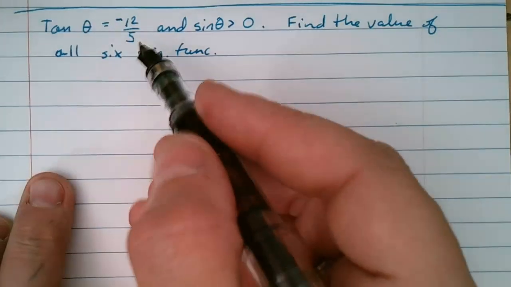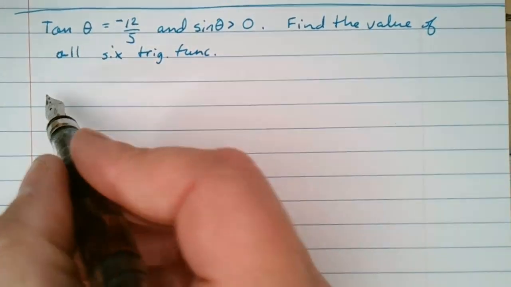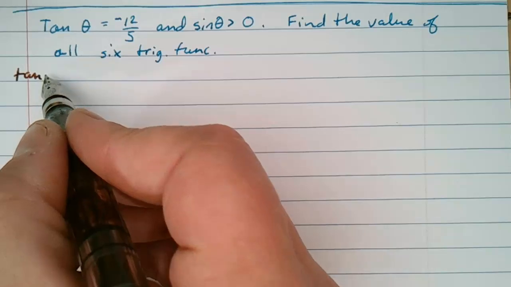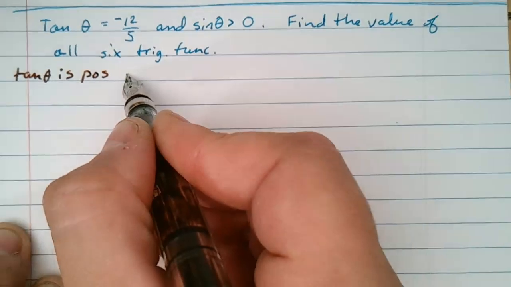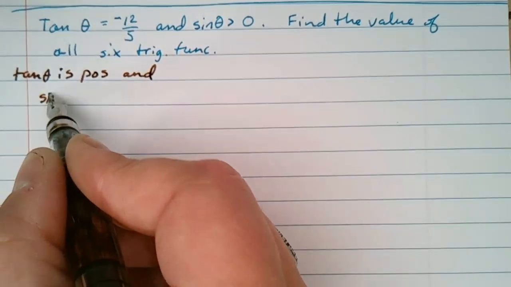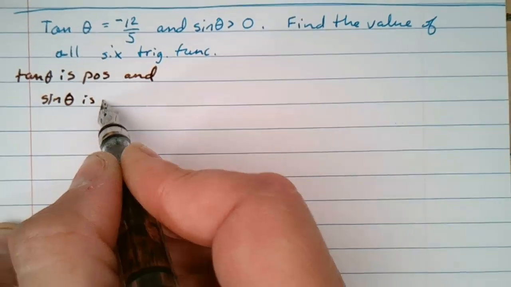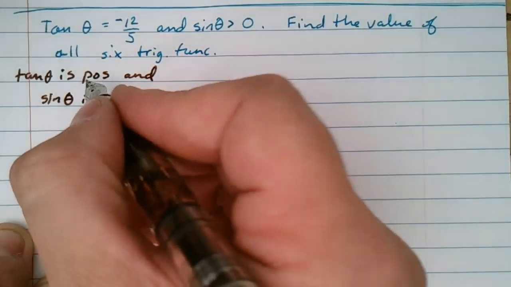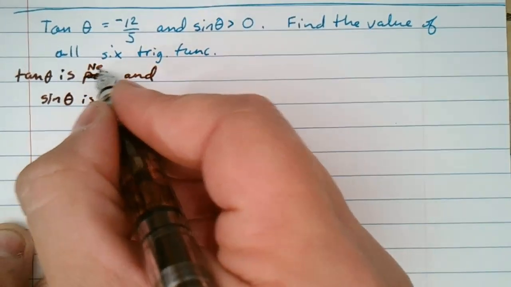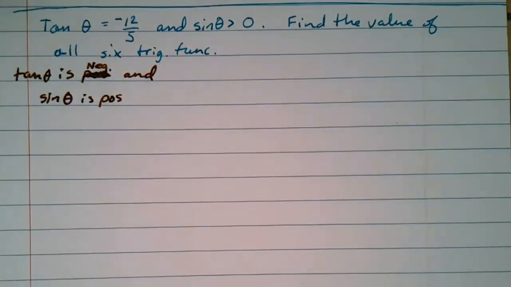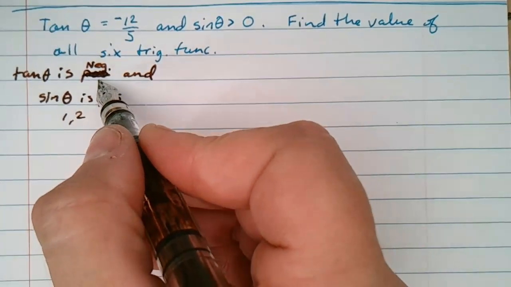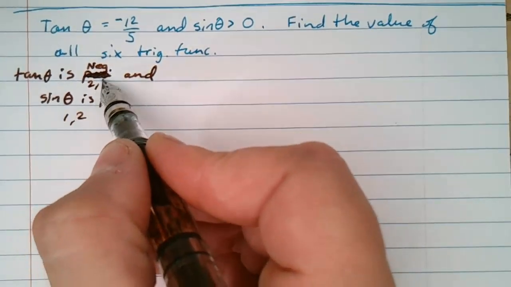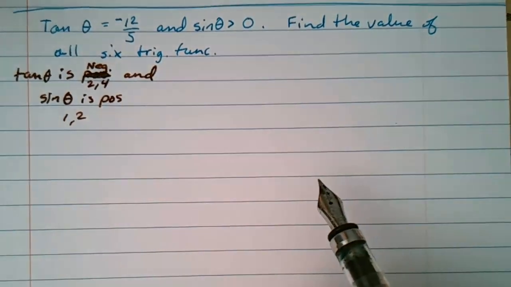Now, what did they just tell me? They told me that tangent is positive and sine of theta is positive. Excuse me, negative. My goodness. Told me tangent is negative and sine is positive. Okay, well, sine is positive in quadrants 1 and 2, and tangent's negative in quadrants 2 and 4. So where is theta?